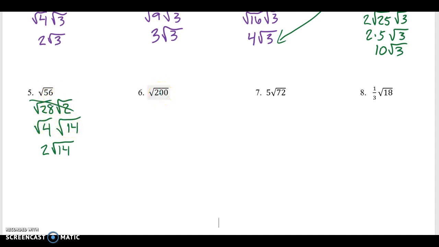All right, 200. We can go different routes on this. I am going to factor out the largest perfect square, which is 100. And the square root of 100 is 10. So we have 10 times the square root of 2.